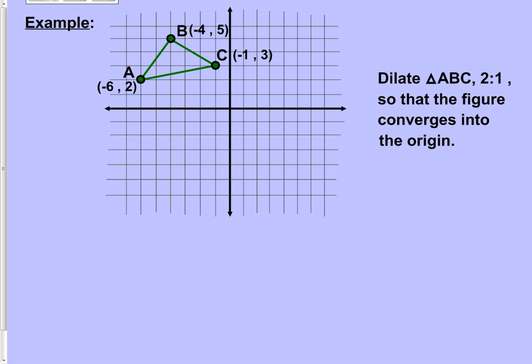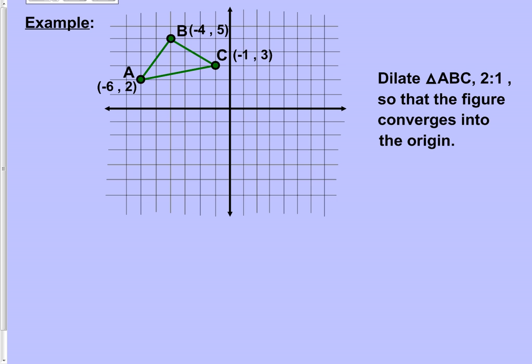Okay, so like in this case, it tells you to dilate the triangle with a scale factor of 2 to 1. Well, 2 to 1, of course, means that it's getting smaller, since the ratio is getting smaller as you read it from left to right, 2 becomes a 1. And that also tells us that it's getting smaller by half its original size. So one of the things that we can do is figure out the lengths of all three of these sides and figure out how much half of those lengths would be. That would be one way to do it.